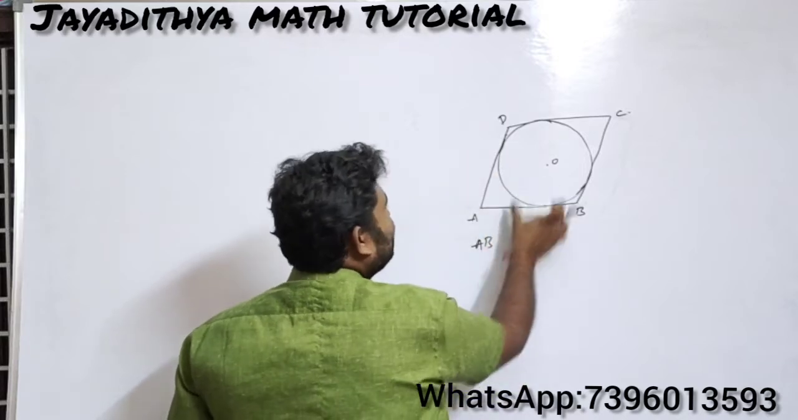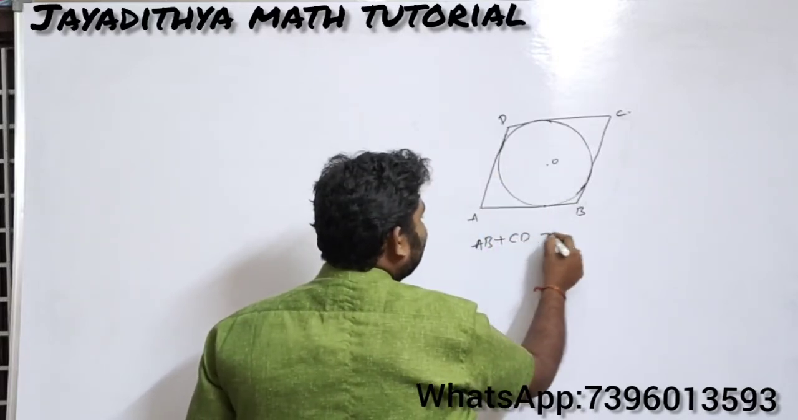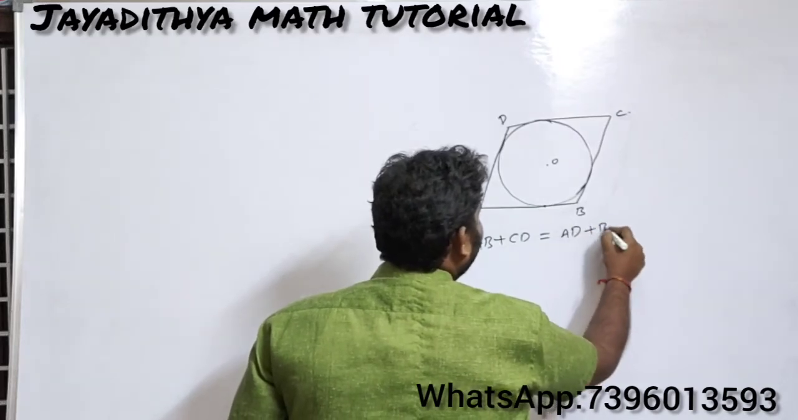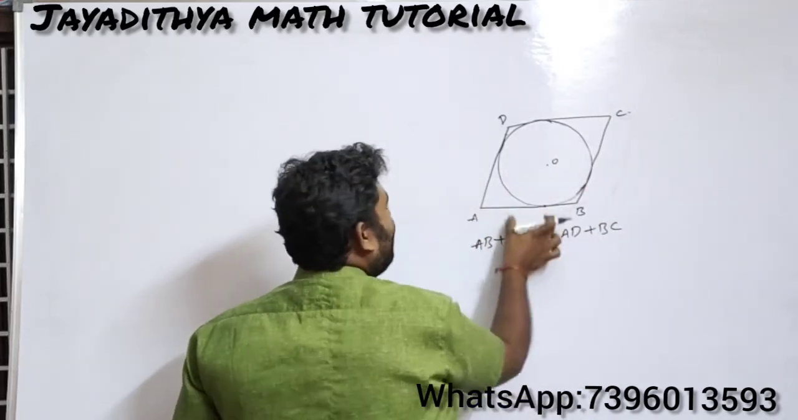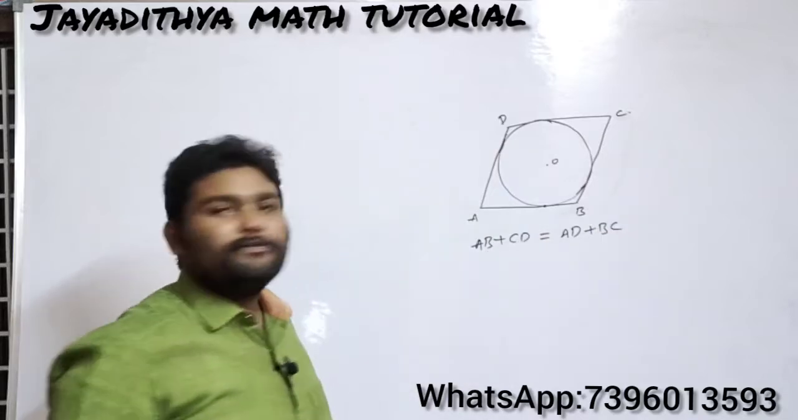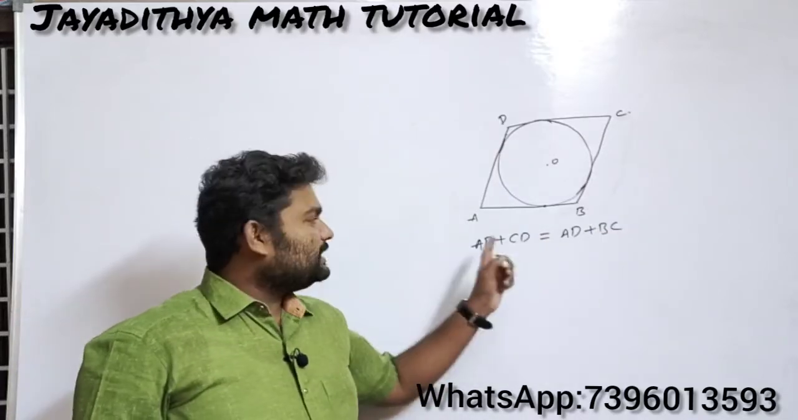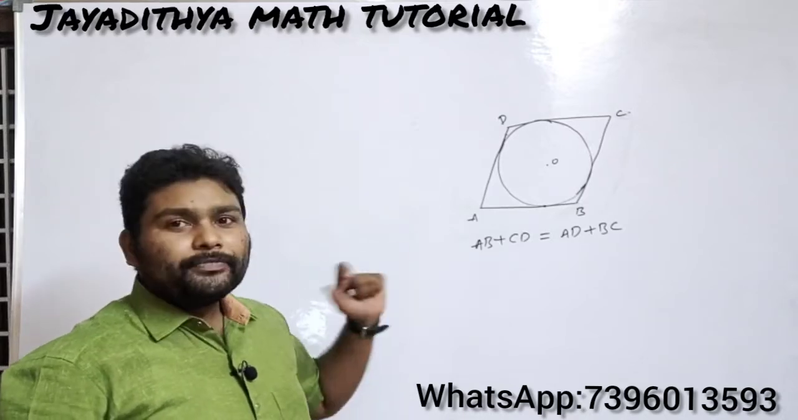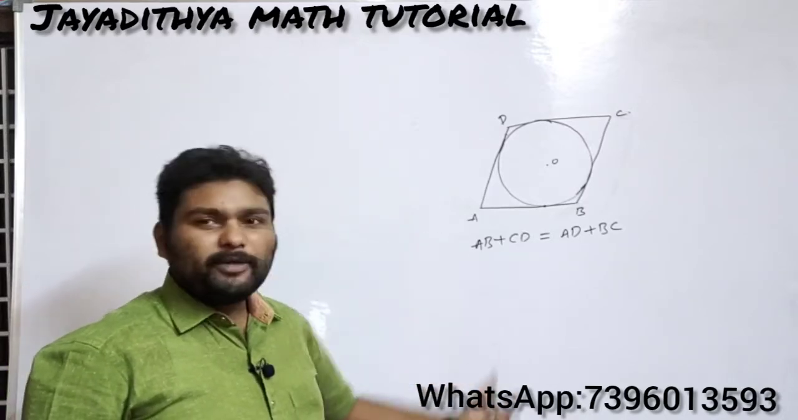So what are the opposite sides here? AB and DC. So AB plus CD is equal to AD plus BC. So see here, the sum of these opposite sides and the sum of these opposite sides will be equal. This is the statement which we have discussed in our previous class itself. So from this statement also you can prove this. That will be very simple.